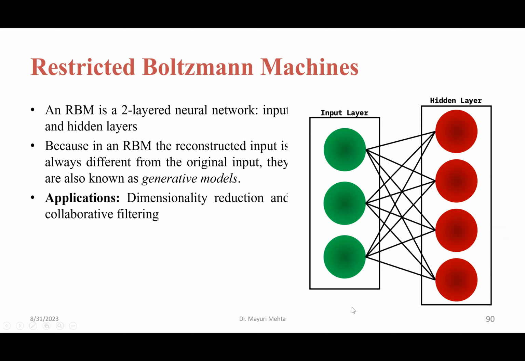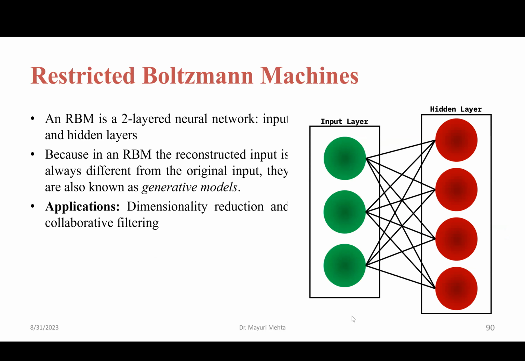Restricted Boltzmann machine. Okay. This is known as RBM, restricted Boltzmann machines. Though RBMs became popular much later, they were originally invented by Paul Smolensky in 1986. So these are also not new models. They were invented in 1986, and it was known as harmonium.